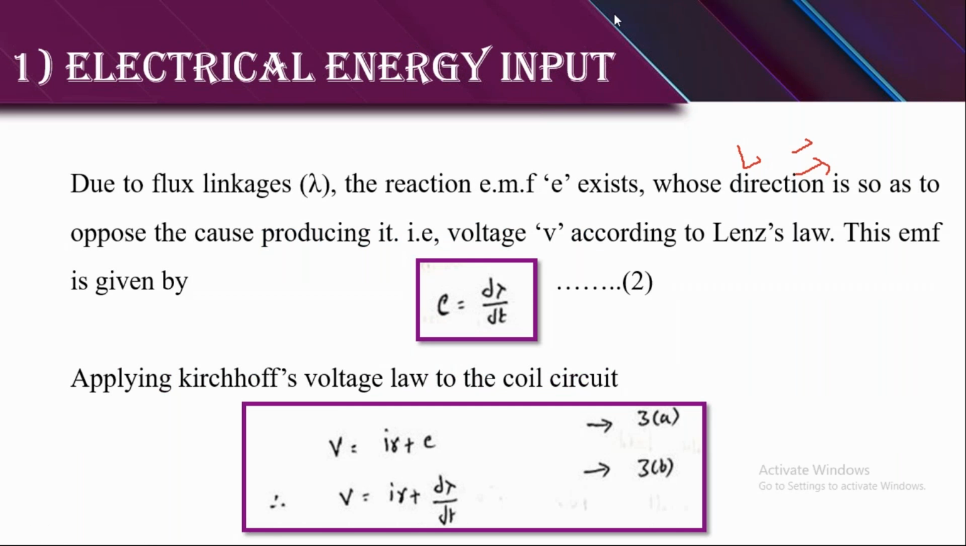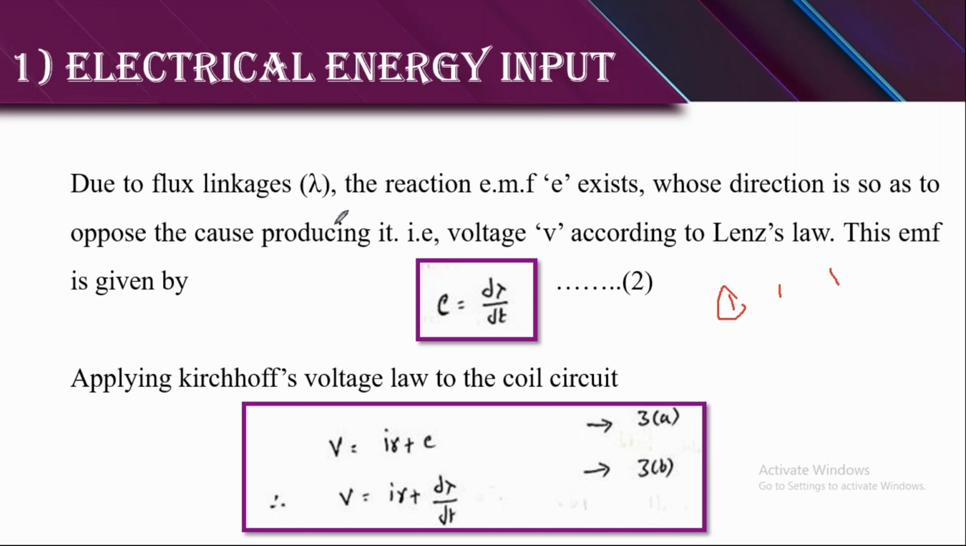So our first derivation part is electrical energy input. So we have the 3 parameters, right? 3 parts. One is input, magnetic field, and mechanical force. So first we are going to that. What is the input? Electrical energy. So that is what we are deriving now. That is electrical energy input.